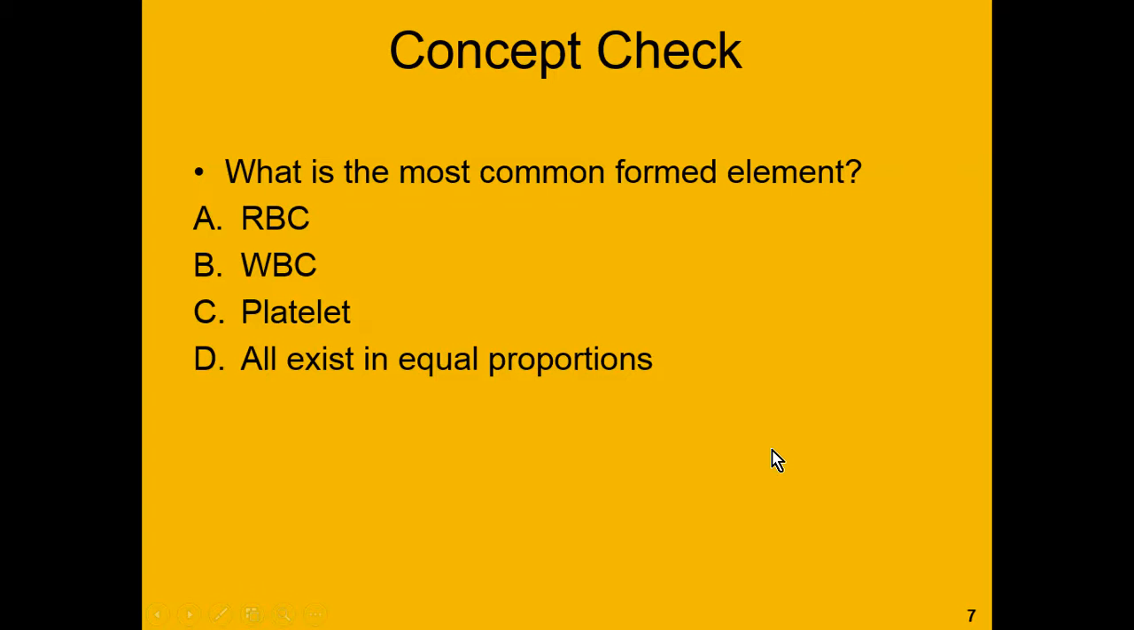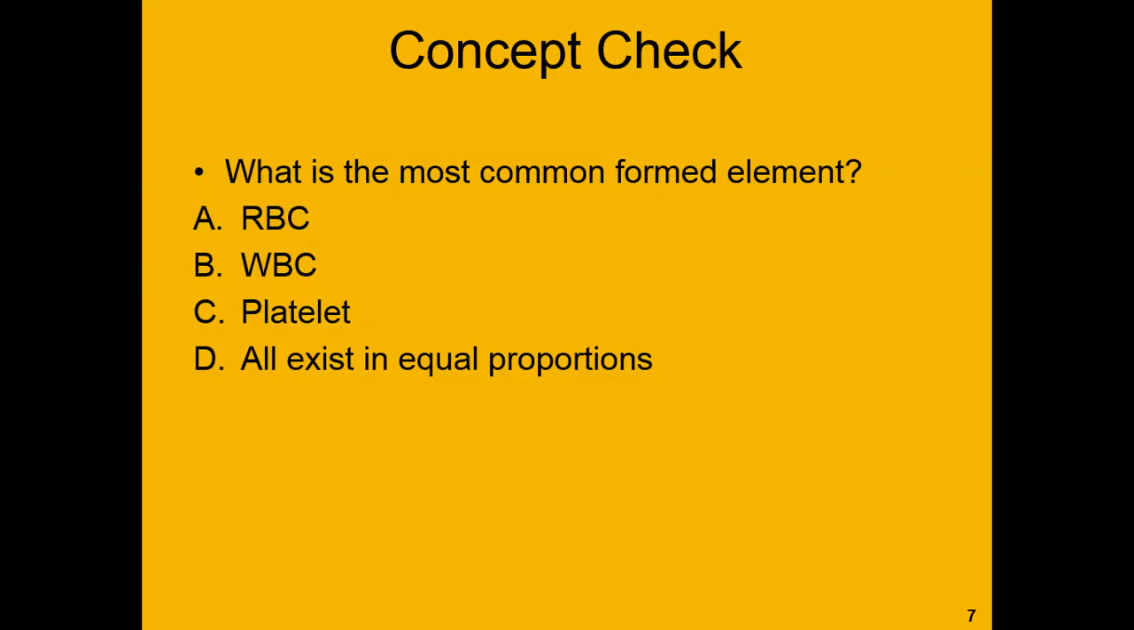So, class, concept check. Which is the most common formed element? Is it the red blood cells, white blood cells, platelets, or do all exist in equal proportion? I didn't actually specify the answer to this question. I didn't spell it out very clearly in the PowerPoint, but if you think about what color our blood is, that'll be a big clue for you. So think about the different kinds of cells in our blood and what the overall color of our blood is. So pause the video and get me an answer.